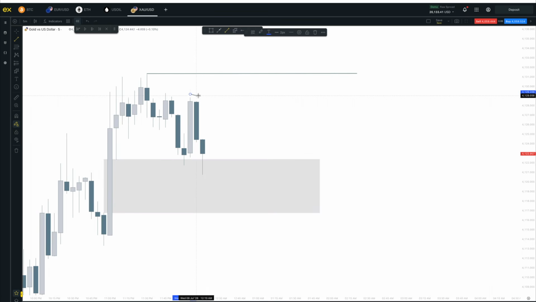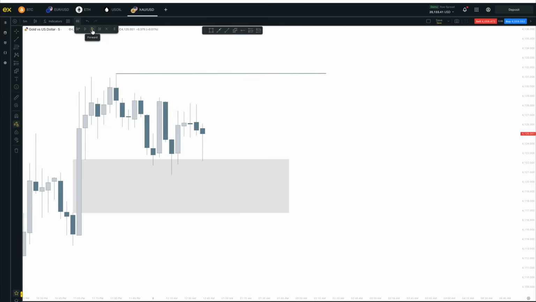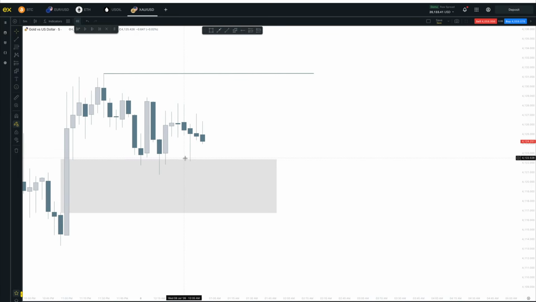Okay, so let's see what happens here. I will forward it. We got the third retest. It can do third or fourth retest also. We don't have to worry about that. We just have to look for two retests here.